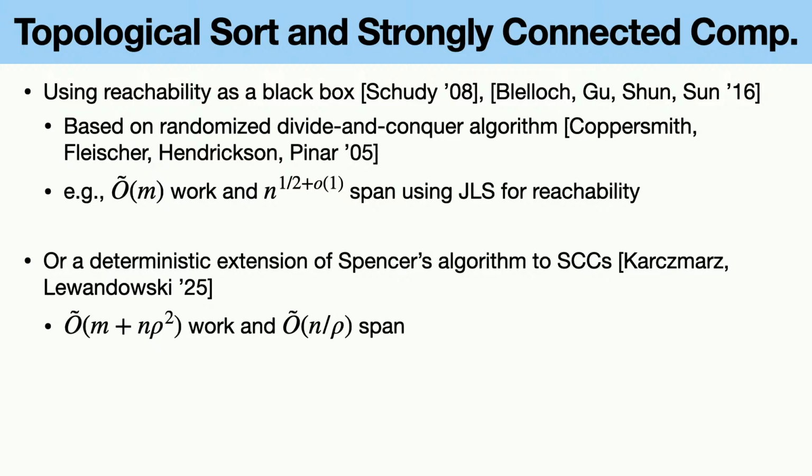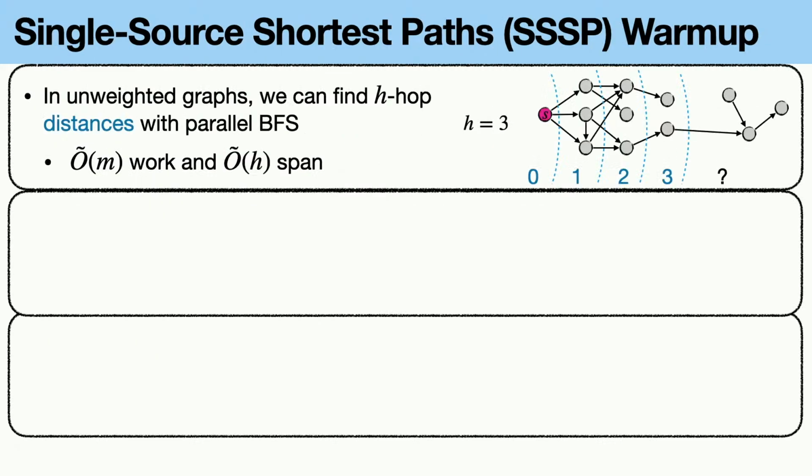There's also a deterministic extension of Spencer's algorithm to SCCs this last year at SPAA, which gets Spencer-like work and span. I actually don't remember the details. These guys had a deterministic algorithm as well, so I imagine that they adapted that deterministic algorithm and mixed it with Spencer's algorithm, but I don't remember for sure. All right, so that's all I want to cover for reachability in the last sort of 10 minutes-ish. I'm going to try to cover single source shortest paths very quickly.